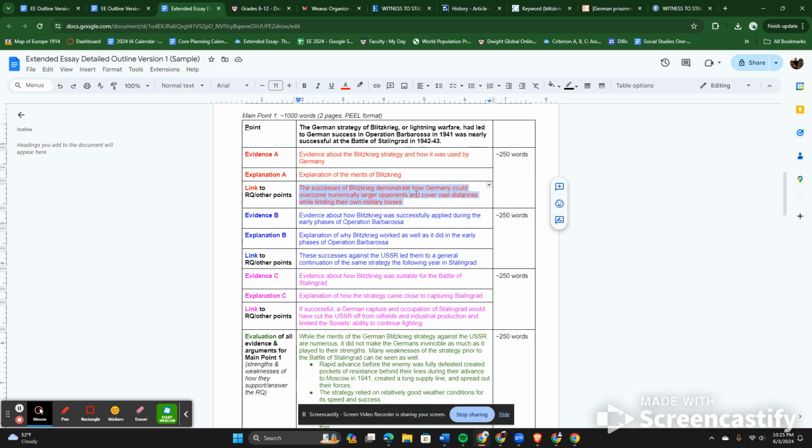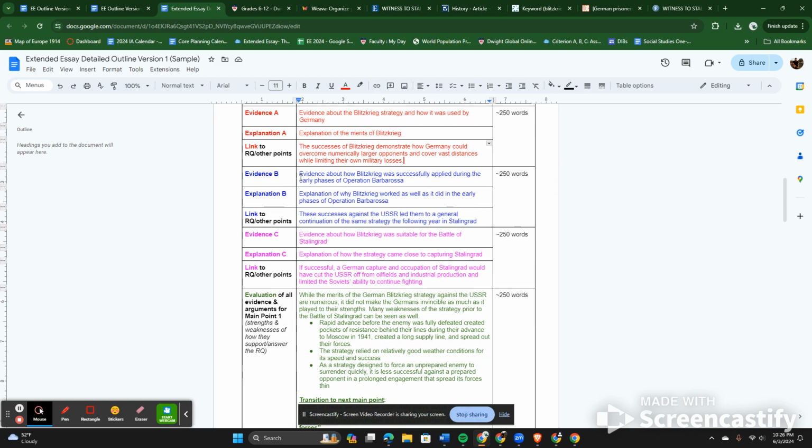And then how might I link this back to the research question? So why does this matter for whether or not German strategies or German tactics or Germans made tactical mistakes in the Battle of Stalingrad? So how does this relate back to the idea of German mistakes being a deciding factor? And here it's really saying that far from being a detriment, Blitzkrieg had been used by the Germans specifically to overcome numerically larger opponents, which the USSR was, right? And doing so while limiting their own losses. So you can see the rationale.